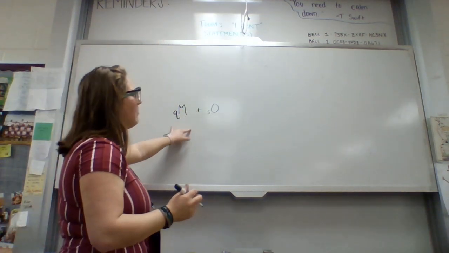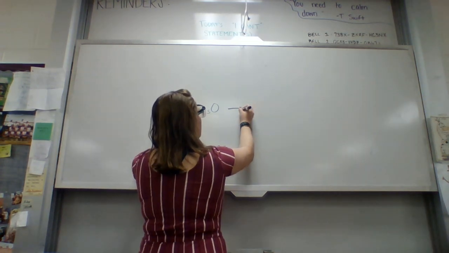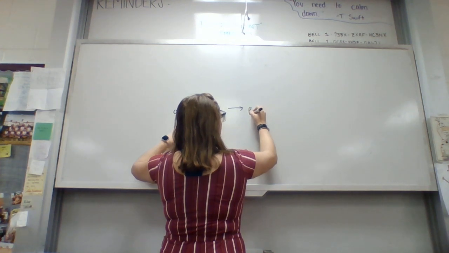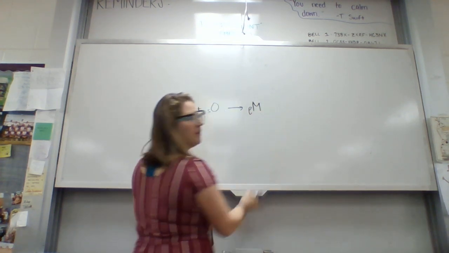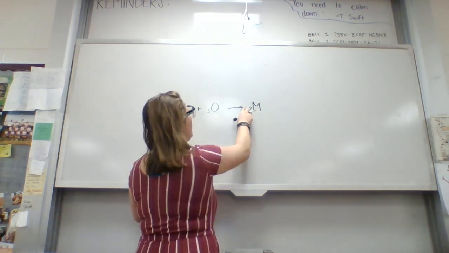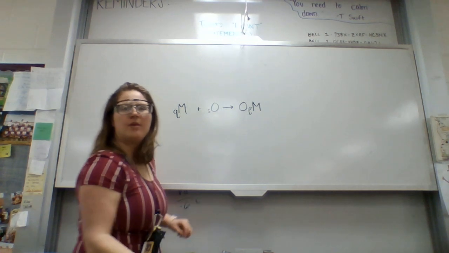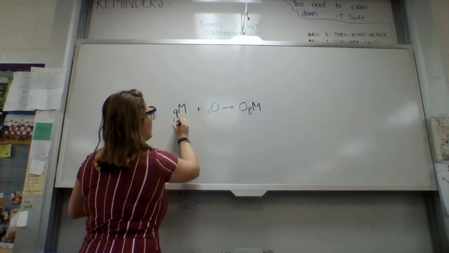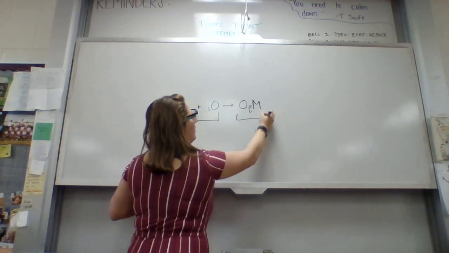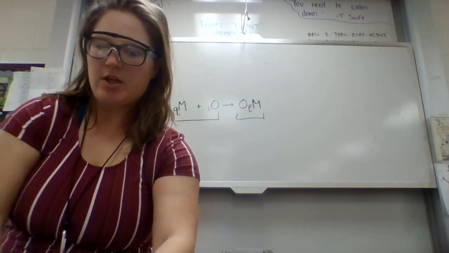When these two things combine, so when we add these two things together, what we're going to end up getting is magnesium bonded to oxygen. So you can see we've got our two things being added over here. This is our reactant side with our one product that's forming. So that's going to be our total reaction. So that's what you're going to see.